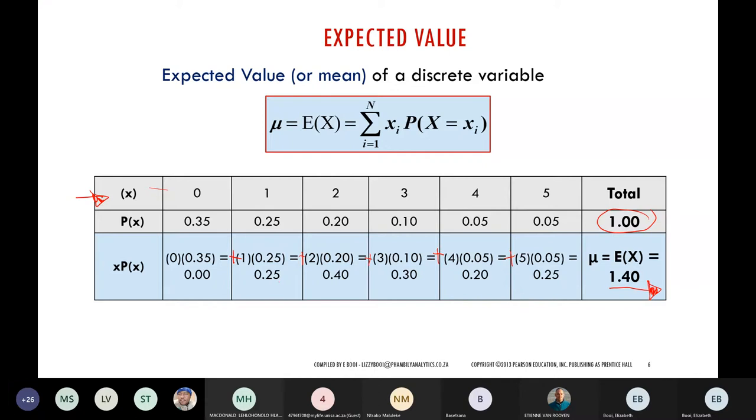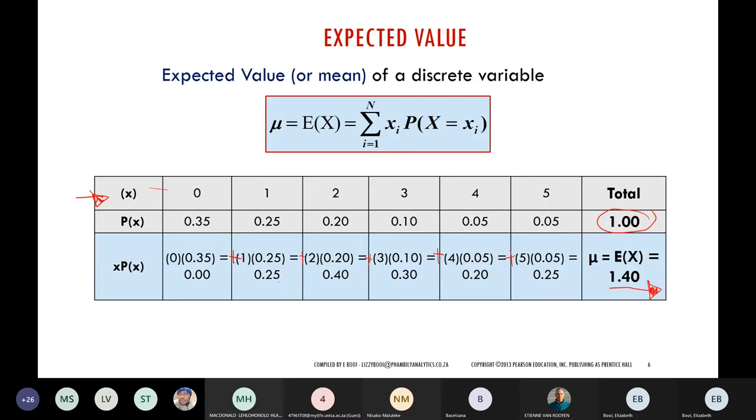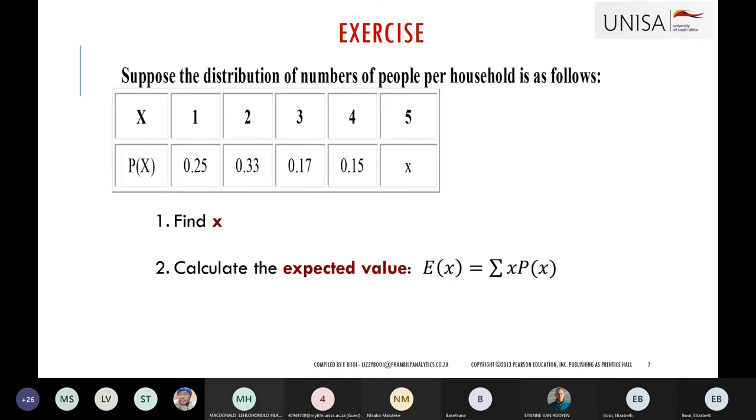Okay. Based on what I just said, let's do this exercise. They say, suppose the distribution of the number of people per household is as follows. You may ask, why doesn't it start with a zero? It doesn't always have to start with a zero, because now we're counting. Probably they never found a household with no people living in it. So they had one person living in that household, 2 people, 3 people, 4 people, 5 people. Then they calculated the proportions and the probabilities. Now, all you need to know is the table is not complete. We need to complete this table before we can calculate the expected mean.